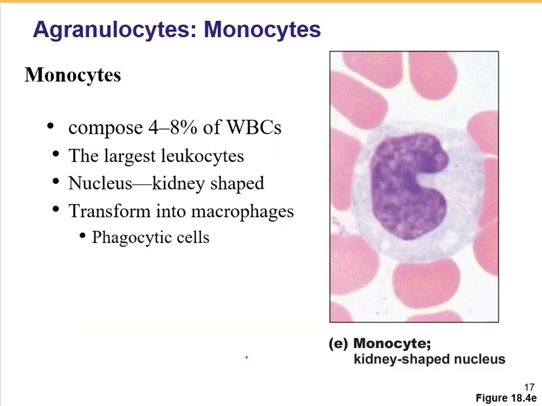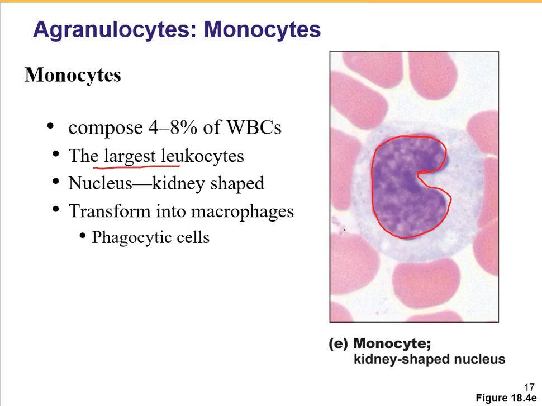Okay, now let's go to the other type of agranulocyte, which is the monocyte. Monocytes compose 4 to 8% of white blood cells. These are the largest leukocytes. If you look at them under the microscope, you can notice that they have a large kidney-shaped or bean-shaped nucleus.